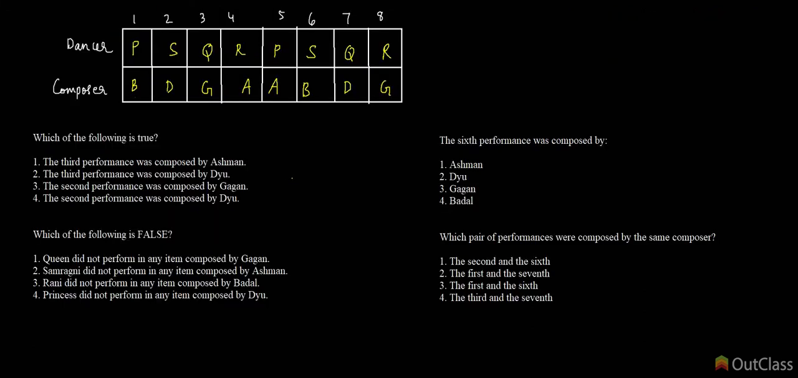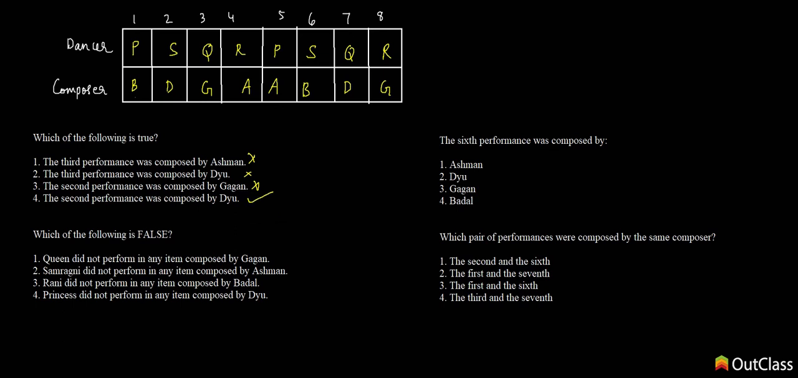Let's look at the questions. First one is, which of the following is true? Third by Ashman is false because it's G. Third by Dew is false. Second by Gagan is false. Second by Dew is true. So that option is true.